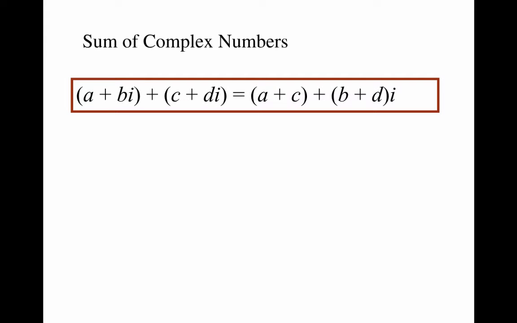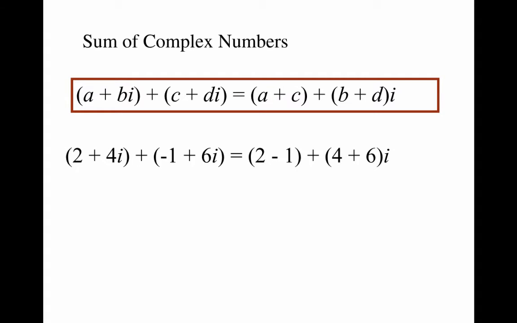The sum of complex numbers simply means you add the real parts and you add the imaginary parts. So when you are given 2 plus 4i plus -1 plus 6i, 2 minus 1 and 4 plus 6 gives you 1 plus 10i.